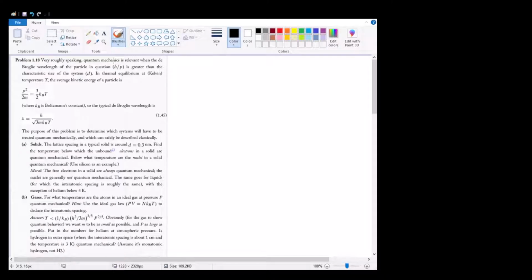So quantum mechanics is evidently important when h over p is greater than the characteristic size of the system, d. If the de Broglie wavelength describing the particle is larger than the system, then some weird quantum effects come into play. One example of this is indeterminacy. The de Broglie wavelength of a particle describes, among other things, the position of the particle.